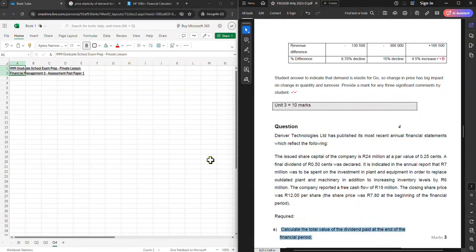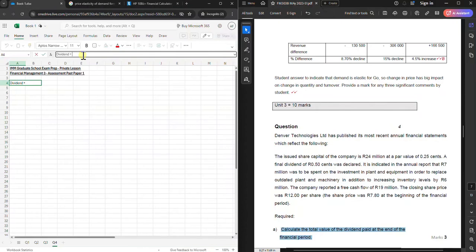Do you know what a dividend is? It's a percentage. Well, not a percentage. It's an amount that is split amongst. I don't know how to give the exact definition of it.